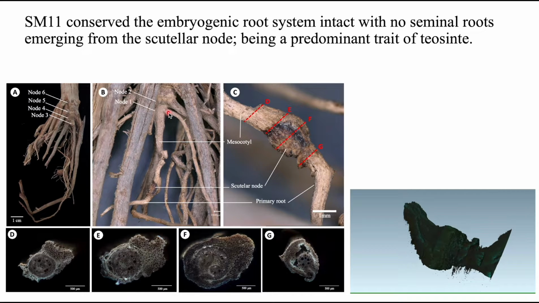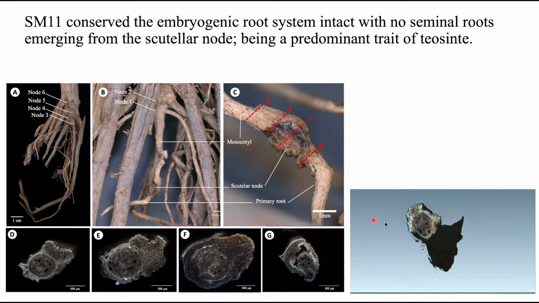For example, we can see the first node, the second node, from the third to the sixth node, and we can observe in great detail the scutellar node structure. This part belongs to the mesocotyl. Here we have the scutellar node and the primary root. At first sight, we didn't observe any structure that resembles seminal roots. But in order to be 100% sure about this, we did a 3D reconstruction using laser ablation tomography.